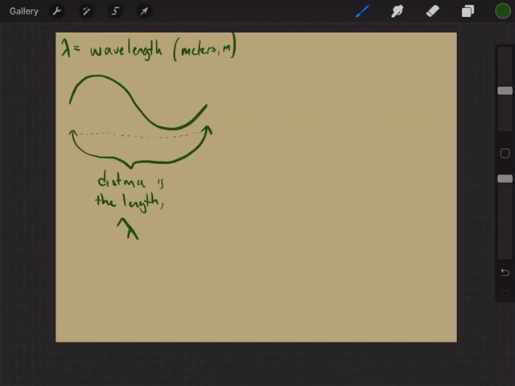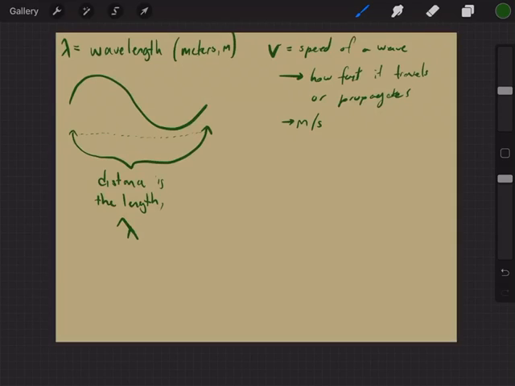The other thing in our equation is v, the speed of the wave. This just tells us how fast it's going. So how fast it travels, or how fast it propagates. And we usually measure it in meters per second. Okay.